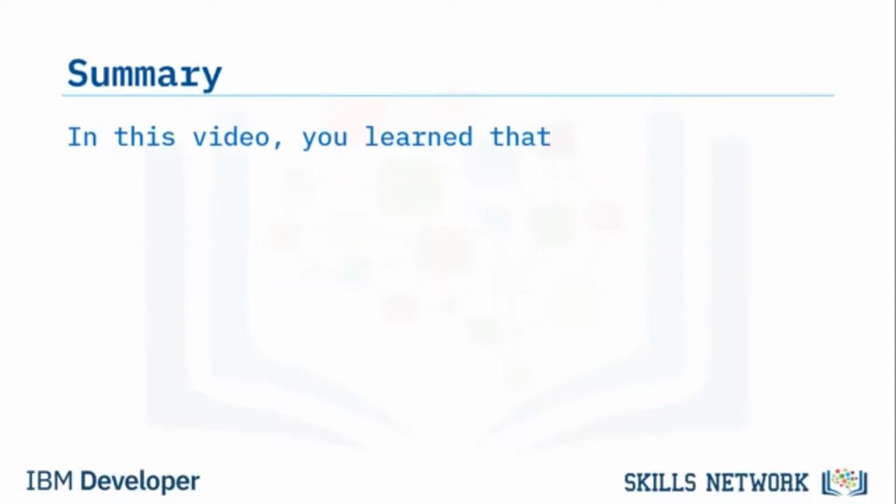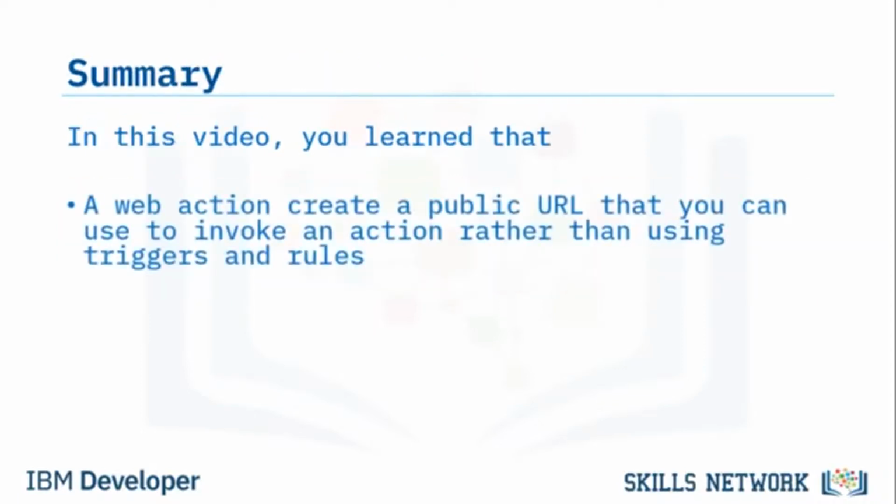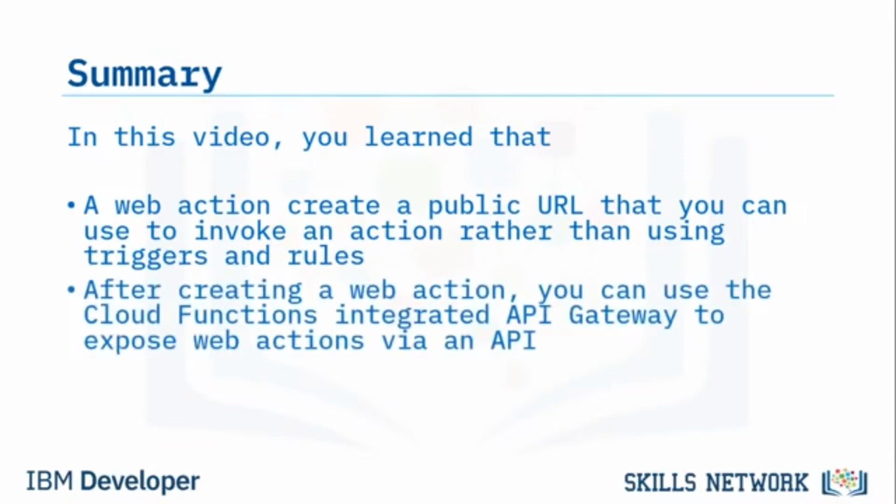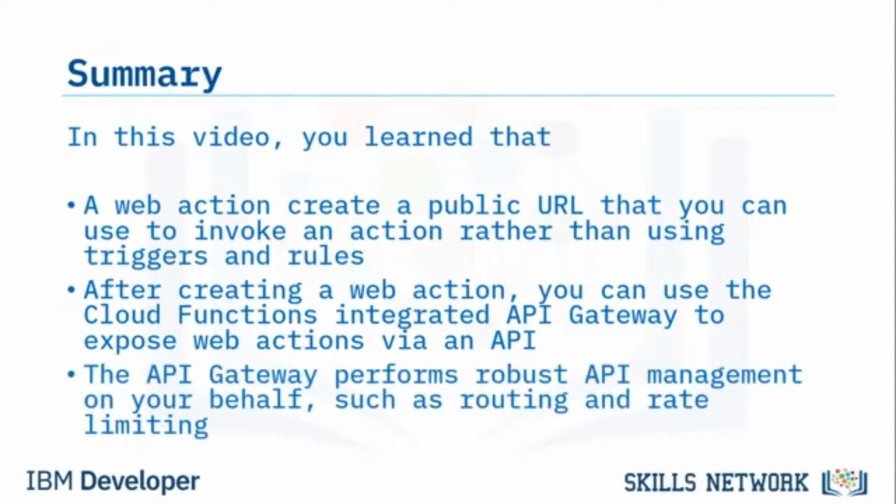In this video, you learned that web actions create a public URL that you can use to invoke an action rather than using triggers and rules. After creating a web action, you can use the Cloud Functions integrated API gateway to expose web actions via an API. The API gateway performs robust API management on your behalf, such as routing and rate limiting.